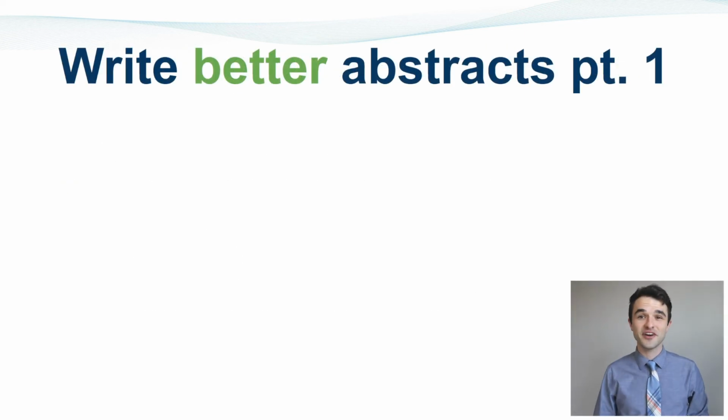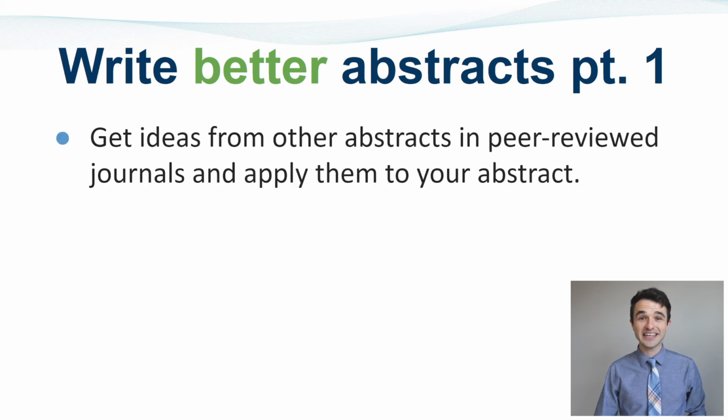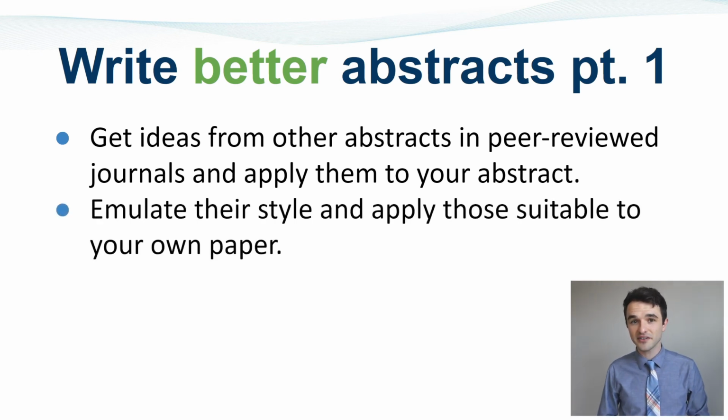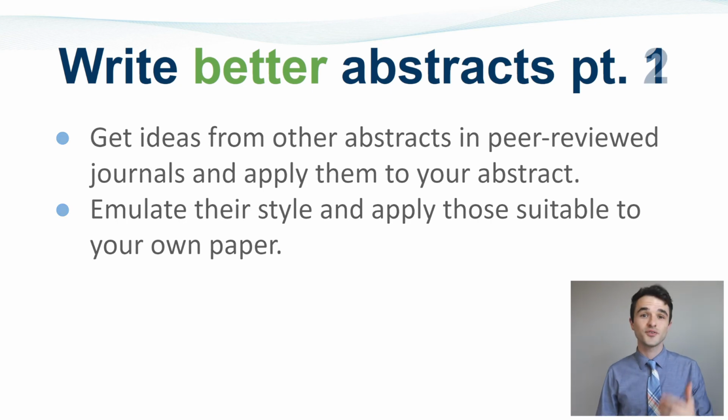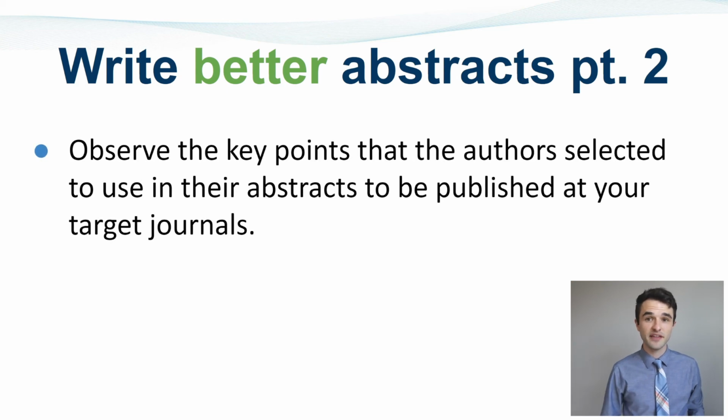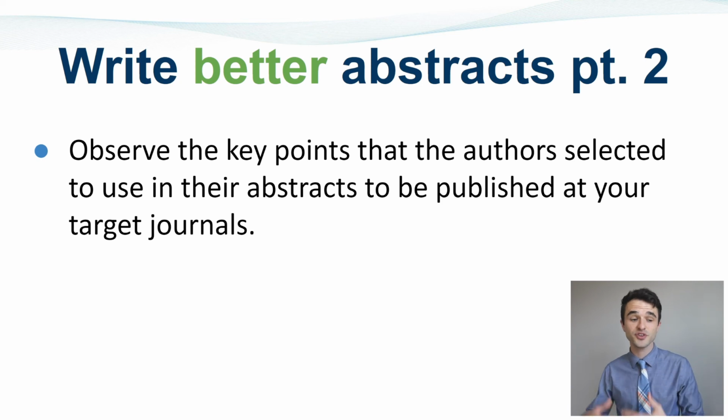And now on to our final section. Write Abstracts Better Part 1. Get ideas from other abstracts in peer-reviewed journals and apply them to your abstract. Emulate their style and apply those suitable to your own paper. Write Better Abstracts Part 2. Observe the key points that the author selected to use in their abstracts to be published in venues you want to consider. Learn from the success of other authors.